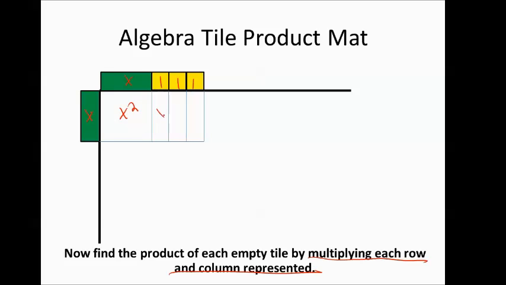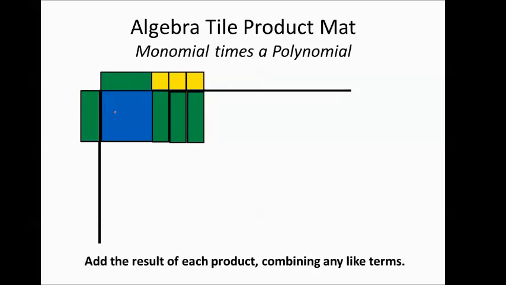x times 1 would give us x, and then x times 1 again would give us an x, and then x times 1 again would give us an x. So what tiles do you think should be there? Okay, if you guessed that this one should be x squared, that's correct. This one should be x, and this one should be x, and this one should be x.